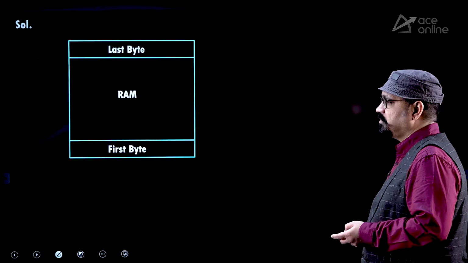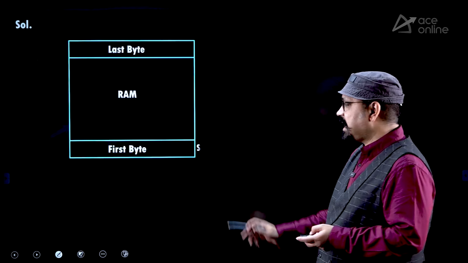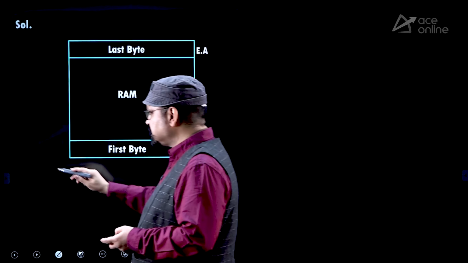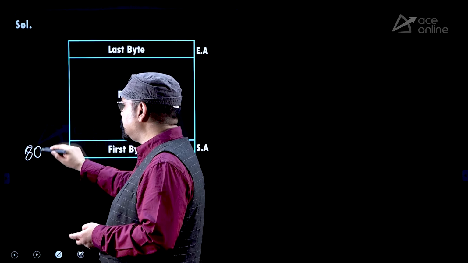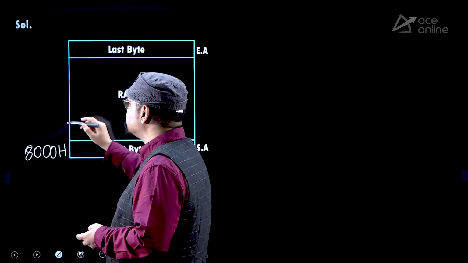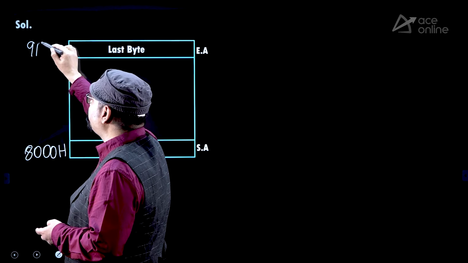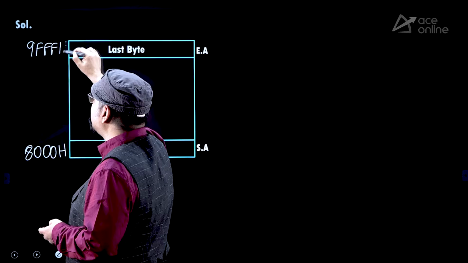Content is not given. What is the information given to you? Starting address and end address. What is the starting address? 8000 hexa is the starting address, the address of the first byte. 9FFF hexa is the address of the last byte.